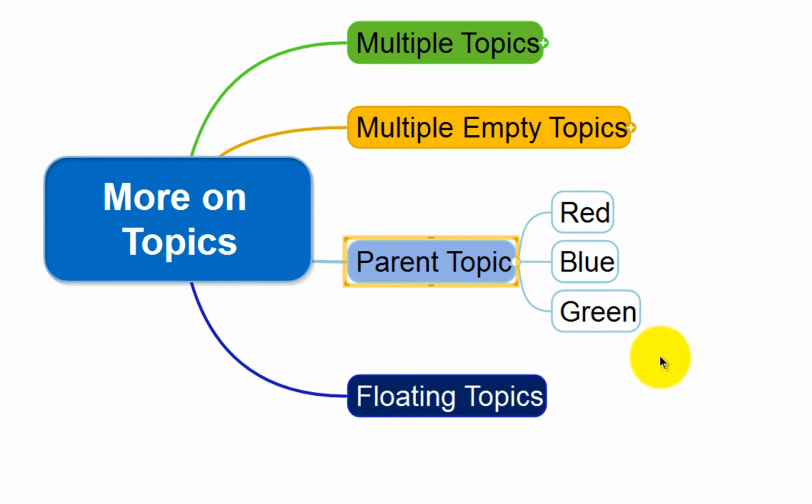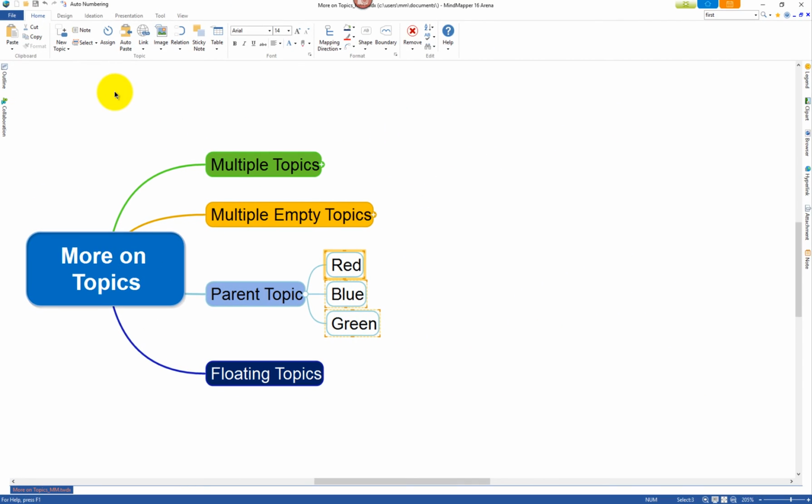If you need to create a different parent topic, then select the subtopics and click the downward arrow on the New Topic menu. Select Parent Topic and type in the text.